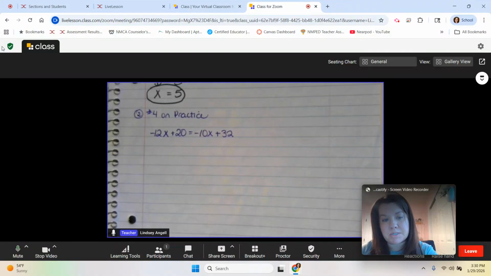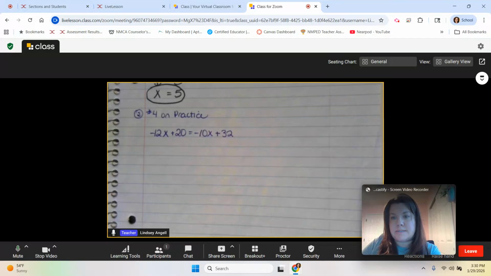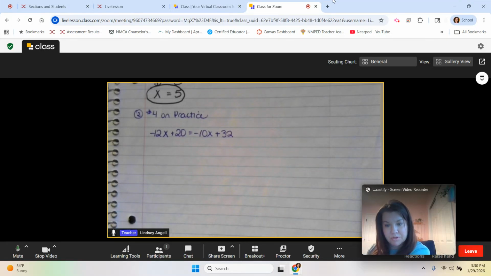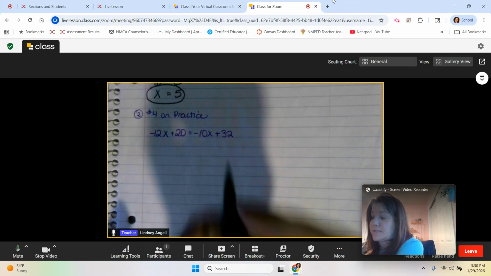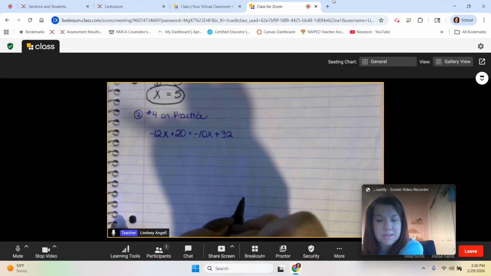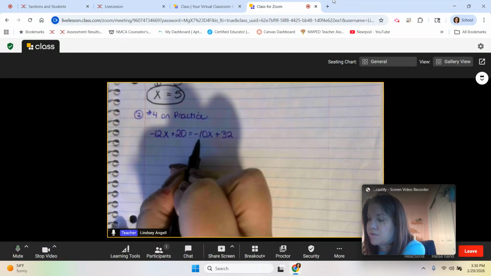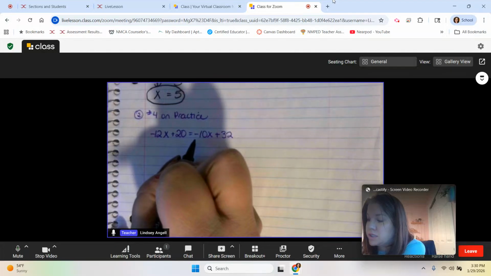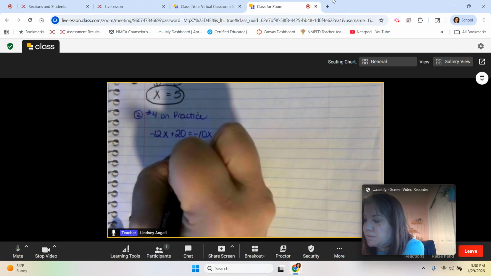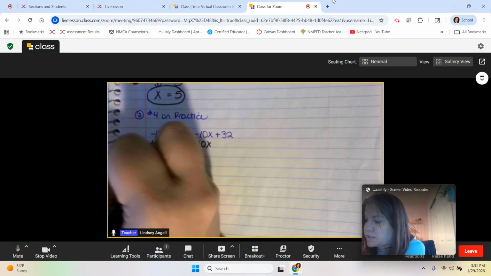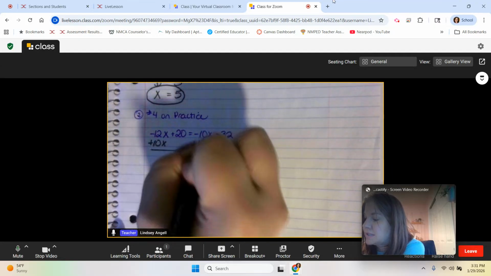The second problem I'm going to do today is number 4 from your practice. We've got negative 12x plus 20 equals negative 10x plus 32. Again, our goal is to get both of them on the same side, okay? You can go either way, whichever one makes the most sense to you. I like to see my variable on the left, so I'm going to go that direction. I'm going to move this negative 10x over here. So the opposite of negative 10x would be positive 10x. So I'm going to add 10x to both sides.